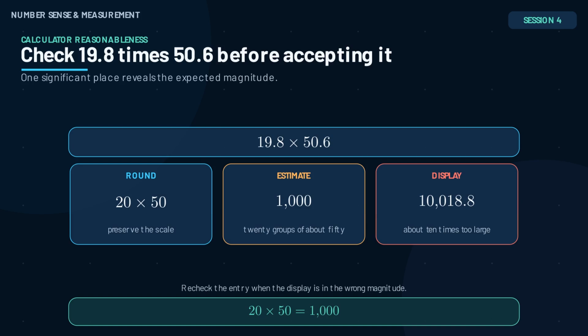Suppose a calculator displays 10,018.8 for 19.8 times 50.6. Round to 20 times 50. That estimate is 1,000. The display is about 10 times too large, so it is unreasonable. Recheck the decimal placement and the entered operation before calculating again.